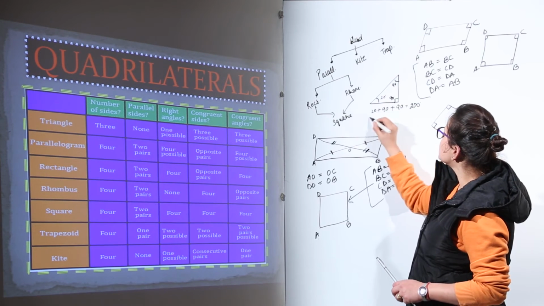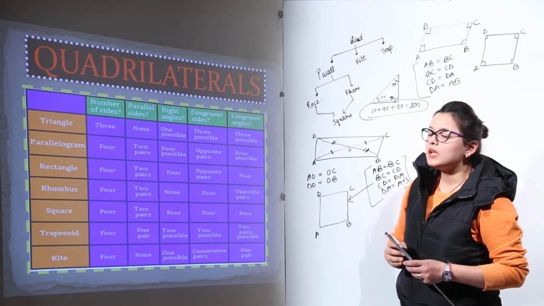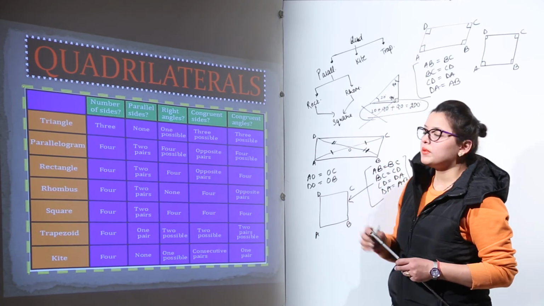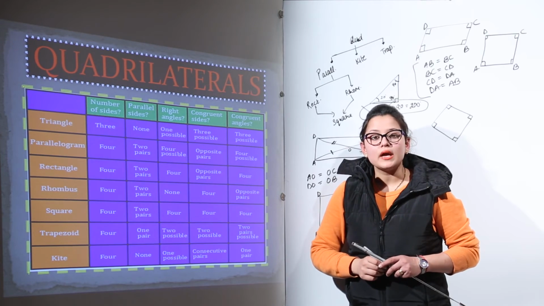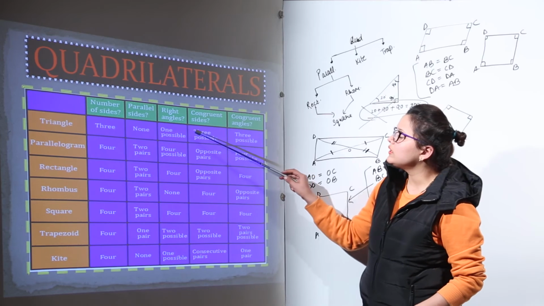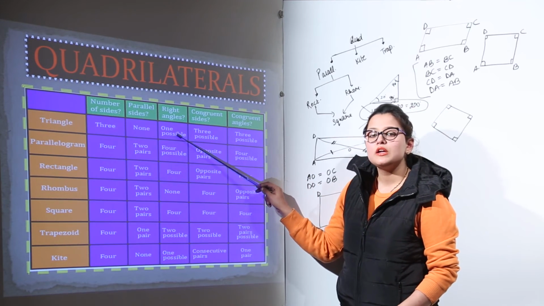Why? Because the sum of the triangle angles will be coming equal to 200, which is not possible, because we have studied that the sum of angles of a triangle is always equal to 180. That is why we have only one right angle possible in a triangle.